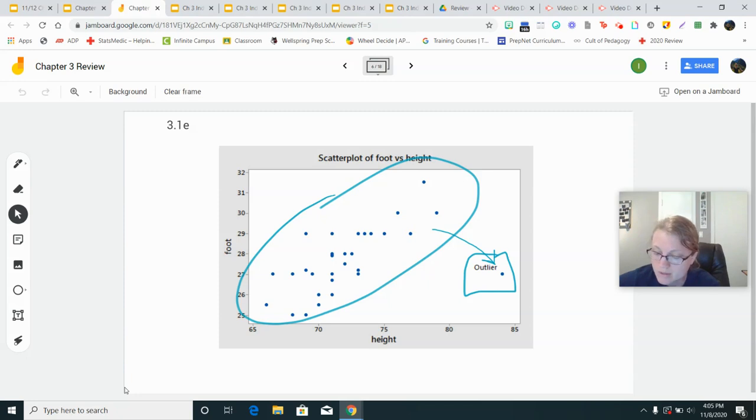So in this case, this is where our pattern is, this has a large residual. It's very disconnected from our pattern. This outlier would cause R to decrease.